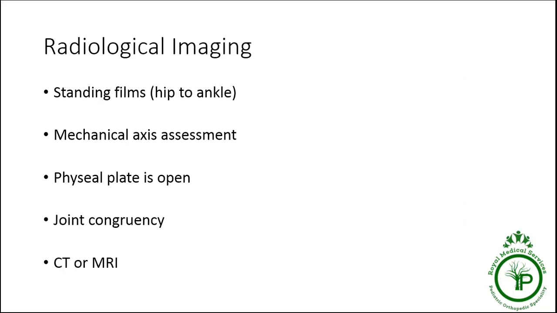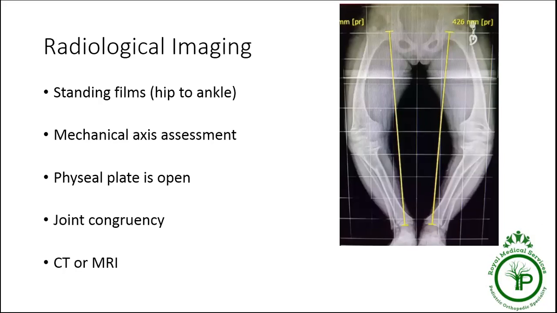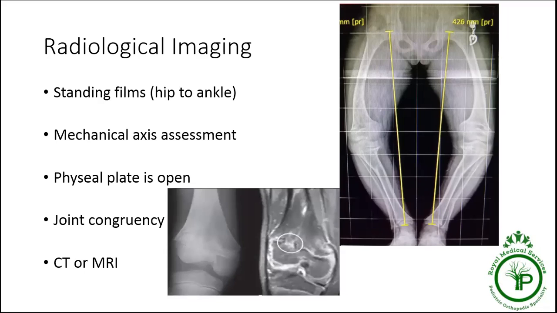So what do we do? We take standing films from hip to ankle, and then we do the analysis of the lower limb. Most importantly, the mechanical axis from the center of the hip to the center of the ankle. And then we have to ensure that the physeal plate is still open. We have to understand that in some cases the joints are not congruent, and sometimes we even go for CT or MRI, like in this case. As you see in the circle, there's a physeal bar, so you have to address that also to be successful in your management.